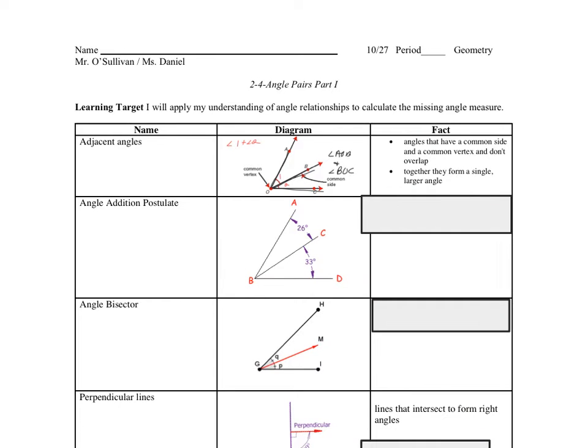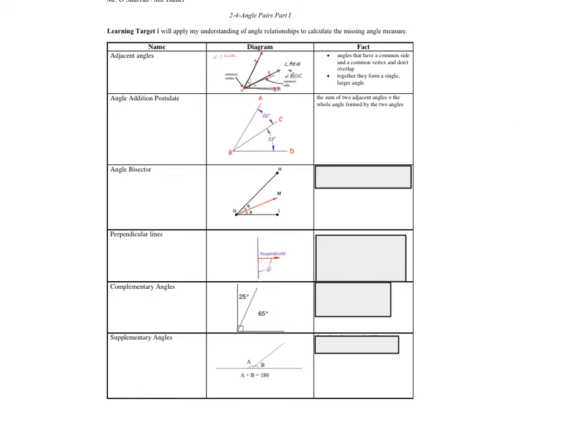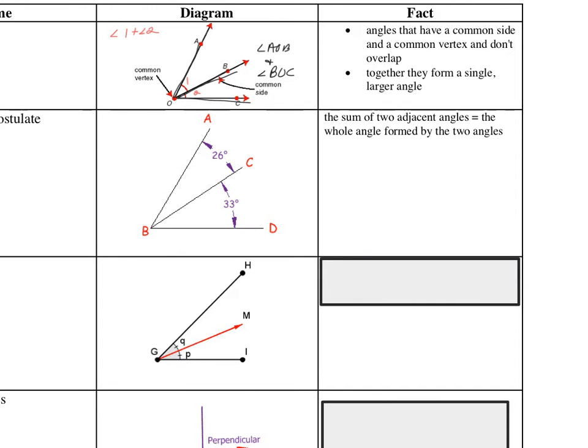Now we're going to look at the angle addition postulate. The angle addition postulate is going to be the one that we most commonly use because it's just one of the go-to postulates. The angle addition postulate simply states that the sum of two adjacent angles equal the whole angle formed by the two angles.